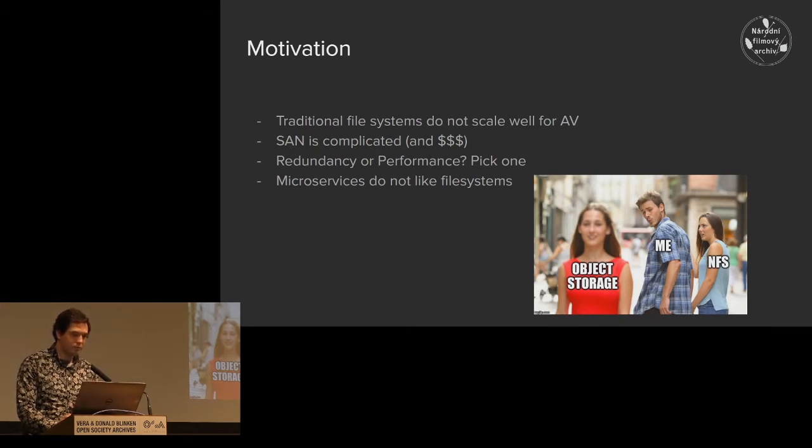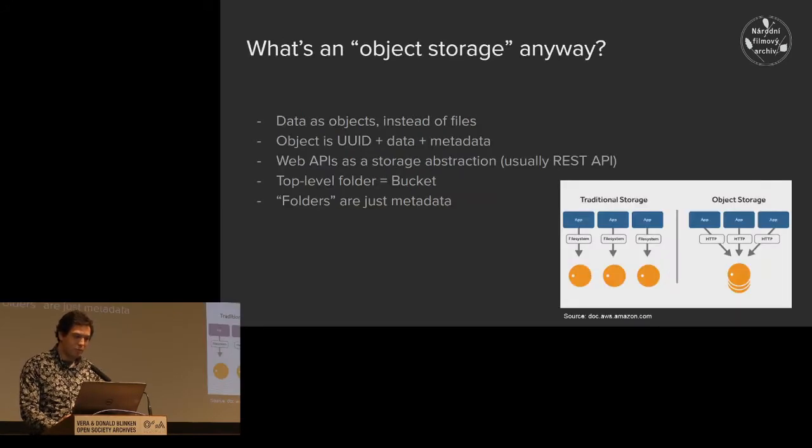You get to choose between two ends, data redundancy and performance. What do you choose? Last but not least, the traditional file system access was not invented with microservices in mind, and the whole service mesh concept, thus the implementation to these systems, is usually non-trivial. So what's an object storage anyway?